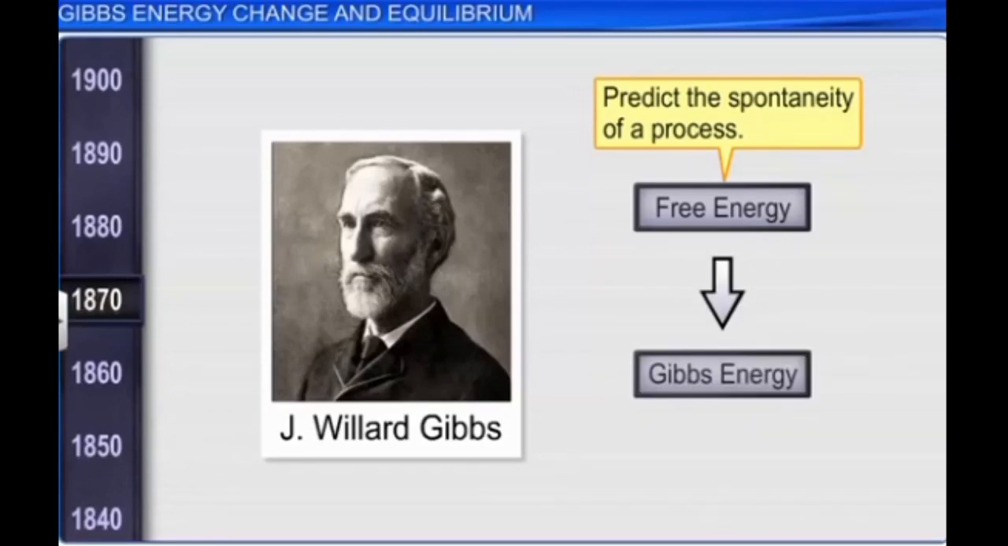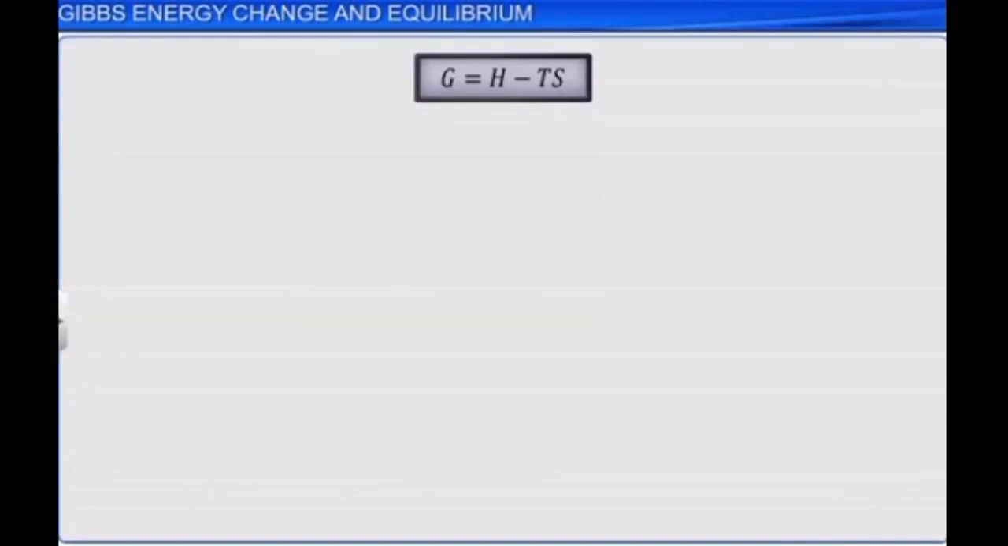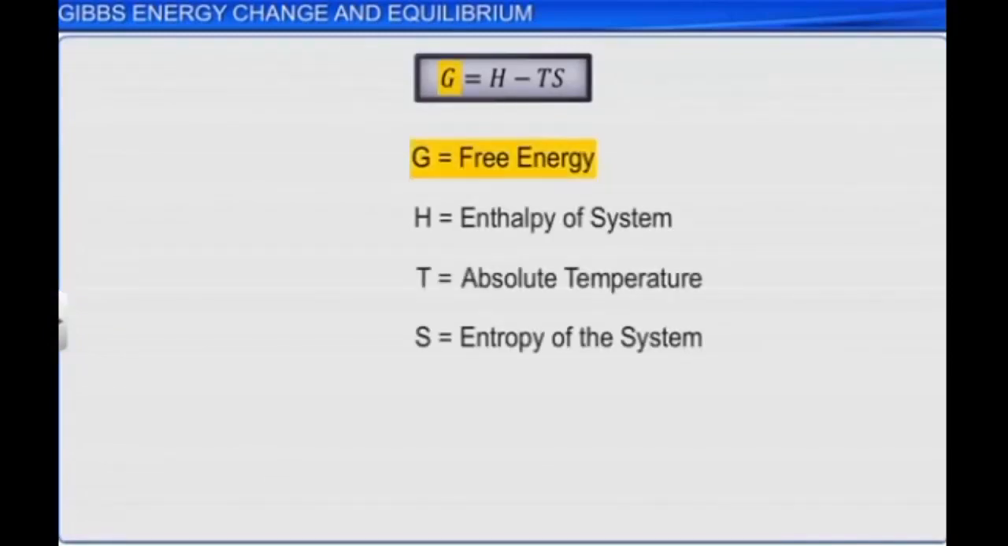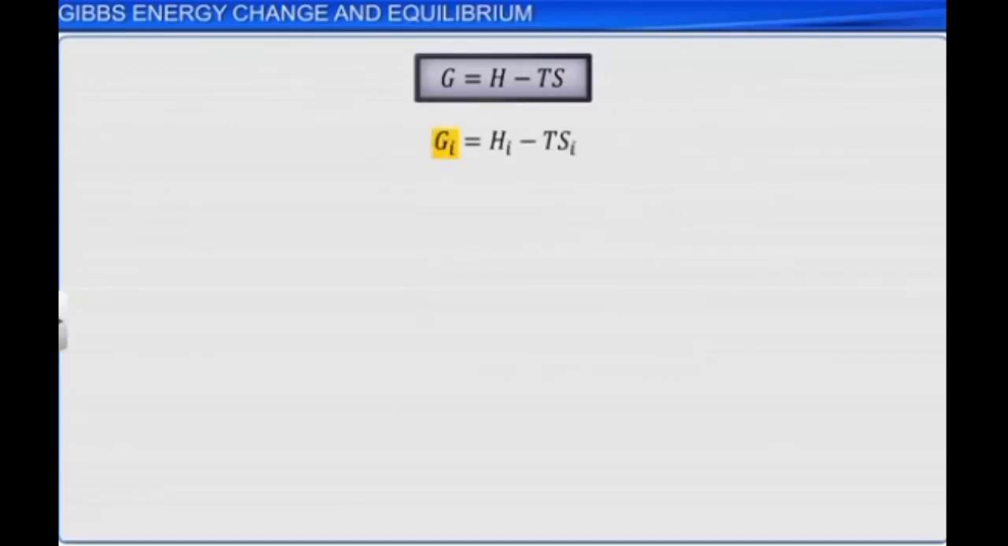Gibbs energy is represented as G and is calculated as: G equals enthalpy of system H minus product of absolute temperature T and the entropy of the system S. Based on the equation, Gibbs energy of a system in initial state, Gi, is equal to the enthalpy of the initial state, Hi, minus the product of absolute temperature and entropy of the initial state, T Si.